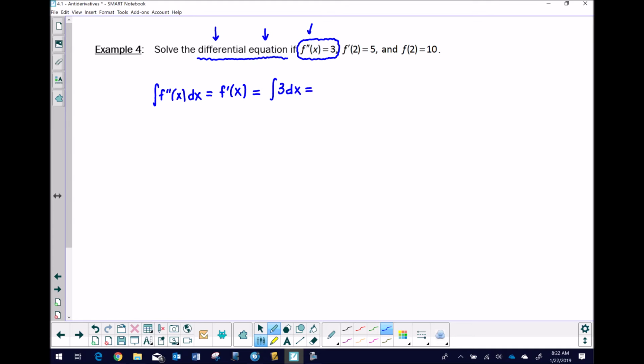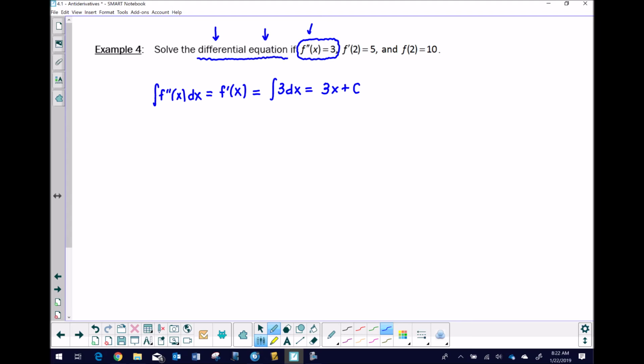And according to our antidifferentiation rules, to take the integral here of 3, the antiderivative of 3, we just need to multiply it by the independent variable x, and then, of course, add some constant of integration.